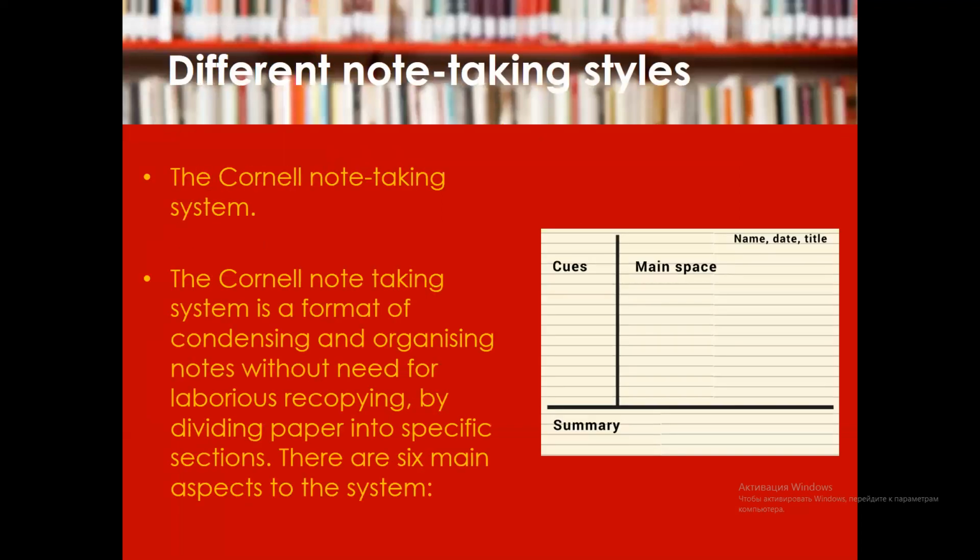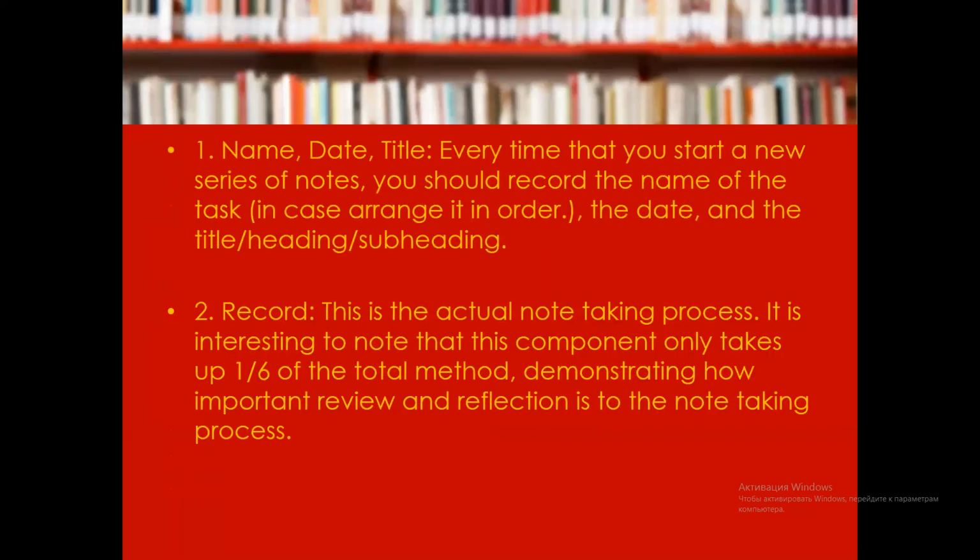Then there are different note-taking styles. The Cornell note-taking system. The Cornell note-taking system is a format of condensing and organizing notes without the need to recopy. By dividing the paper into specific sections, there are 6 main aspects to the system. Name, date, and title. Every time that you start a new series of notes, you should record the name of the task, the date, and the title.